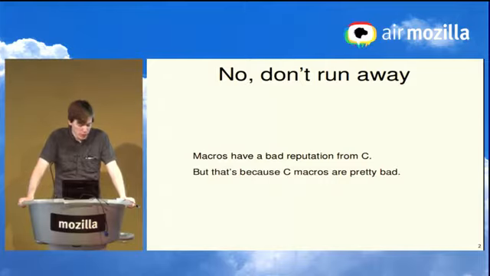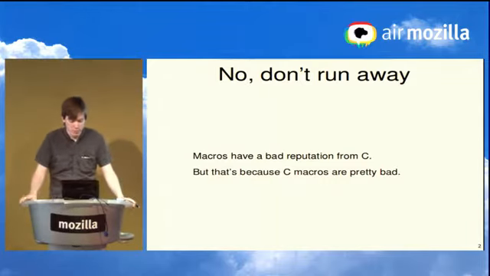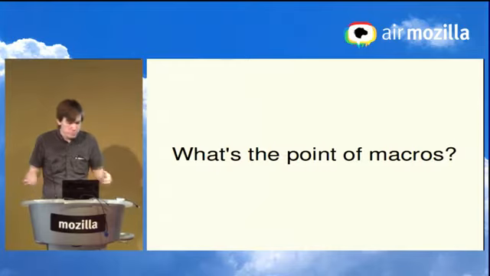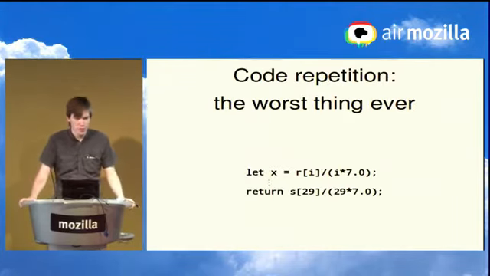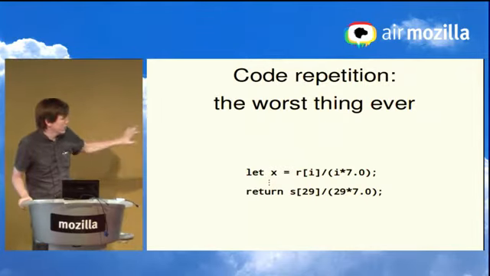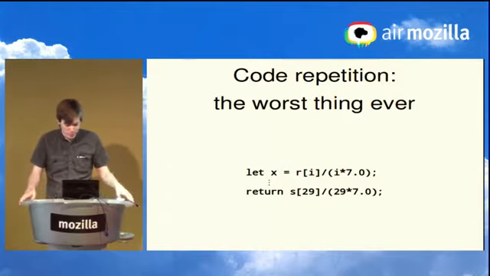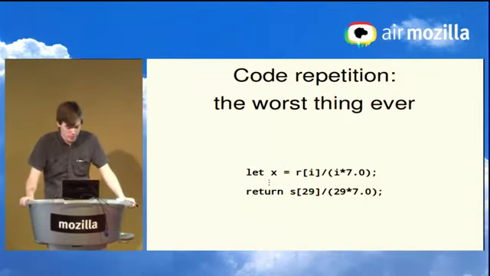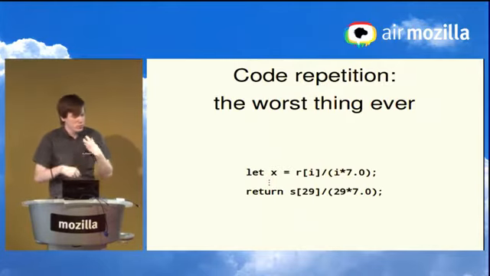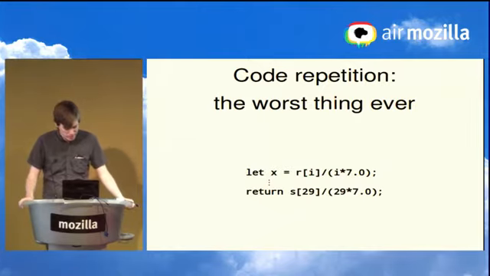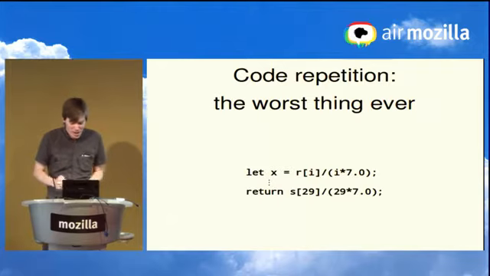I want to start by justifying the existence of a macro system at all. In order to do that, I want you to assume that you hate code repetition. I hope that this is not hard to imagine. So you see code like this, where we're doing some letting and then some returning, and we're doing the same thing twice. And I hope that you have this building feeling of rage that there's something wrong, because we're indexing and then dividing by 7 times the index twice.